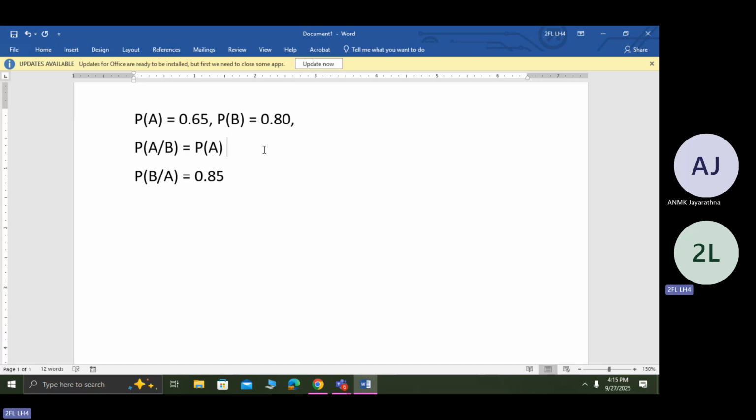What conclusion can we make now? A is the second event. This conditional probability is equal to the probability of the second event. What does it mean? A given B is equal to A. A given B means conditional probability, and that probability is equal to the probability of A. Then what kind of conclusion can we make now?